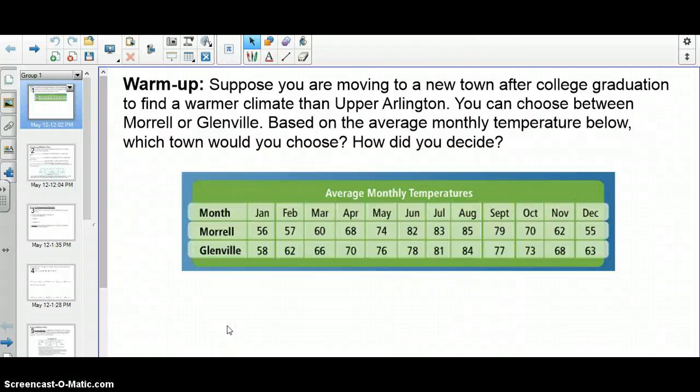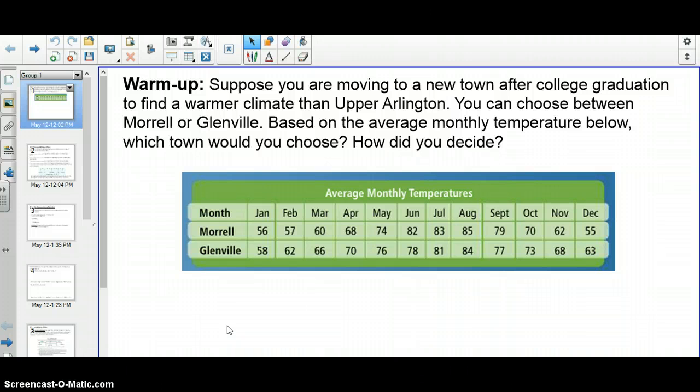Okay, start with the warm-up. You should be able to do this on your own. You're supposed to figure out which town between these two towns, Morel or Glenville, would be the better town for you to live in based on the average monthly temperature. So what I would like you to do is find the average monthly temperature and then decide which town you would rather live in. So go ahead and do that.